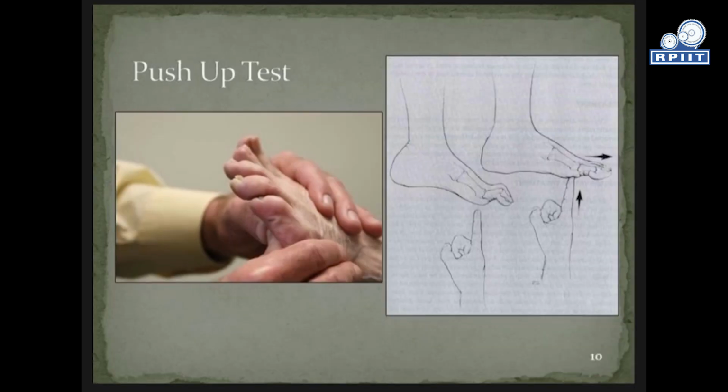Push-up test. This test is used for the arches. First of all, the examiner places the index finger below the foot and then asks the patient to extend the foot over the second toe.